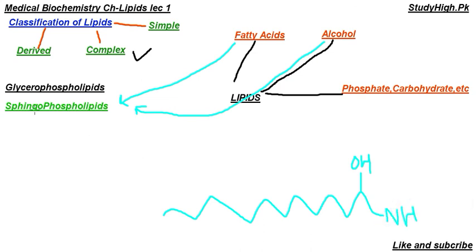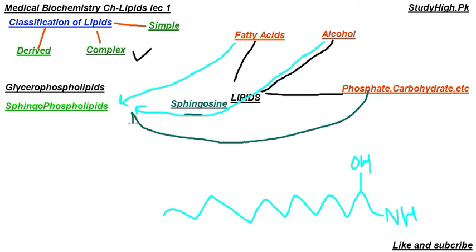So in sphingophospholipid, sphingosine is the alcohol, whereas in glycerophospholipid, glycerol is involved in the formation of the lipid. Here it is sphingosine. And the third component of sphingophospholipid is again phosphate, and it is also sometimes further modified with different types of bases, like in sphingomyelin that is present in nerve fibers. Phosphate is further attached with the choline base.